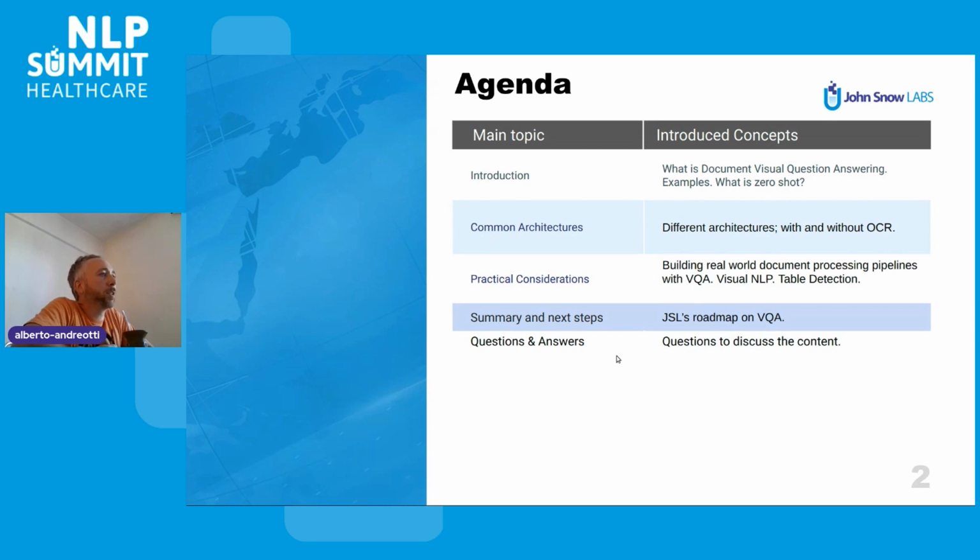We're going to really briefly touch on some common architectures for dealing with this problem. Then we're going to discuss some practical considerations when you want to build a real world pipeline in which you actually want to solve problems by using this technique. We're going to see an example on document classification, invoice processing, and then another one on table detection, in which we're going to be applying visual question answering to tables and to invoices, respectively. Then I'm going to explain a bit what the roadmap of JSL is on visual question answering. And at the end of the talk, we're going to take some time to answer questions, okay?